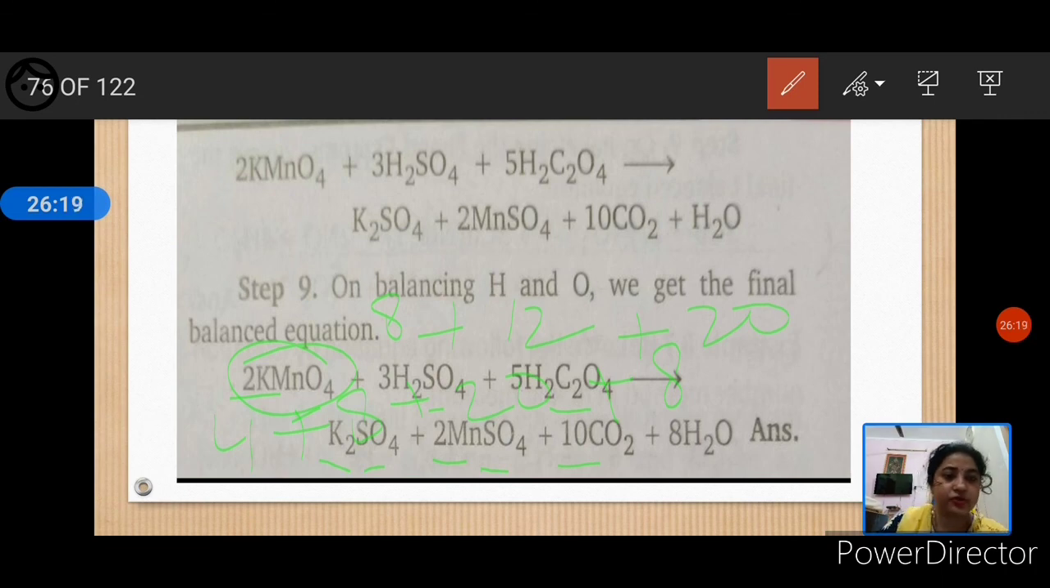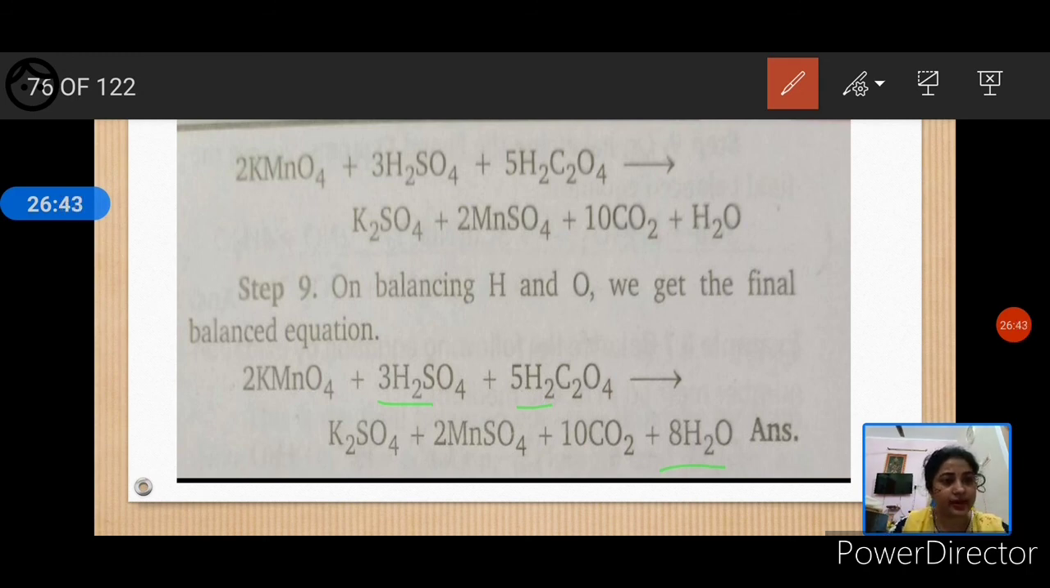Now check the hydrogen. 3 twos are 6. 5 twos are 10. 10 plus 6 is 16. 8 twos are 16. So like this we will balance all the redox reactions.